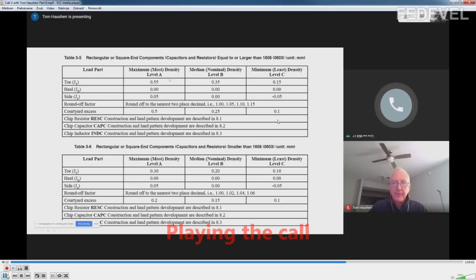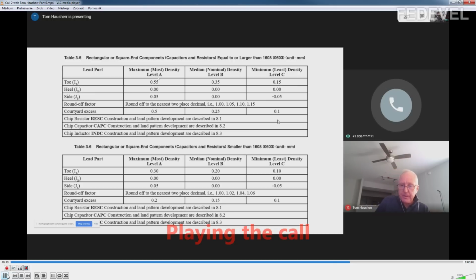I also want to point out that the increments between maximum, medium and minimum are in 0.2 millimeter increments. And the feedback that we've gotten from our customers is that that's too wide of a range. It's too much solder. If I have an 0603, which is a very small resistor, very short height, and if I have a 0.55 toe, that's a lot of solder out there.